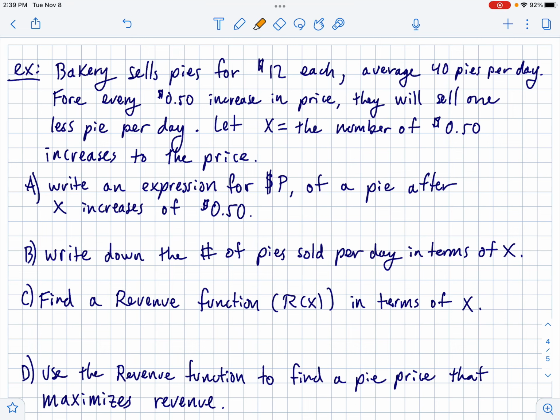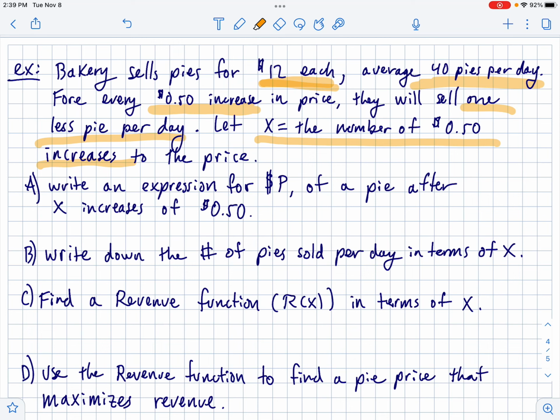So a bakery sells pies for $12 each and with an average of 40 pies per day. Let's just highlight some info here. Pies are costing us $12. They sell 40 pies a day when they charge 12. For every 50-cent increase in price, they will sell one less pie per day. Let X equal the number of 50-cent increases. Gosh, I'm just highlighting everything.